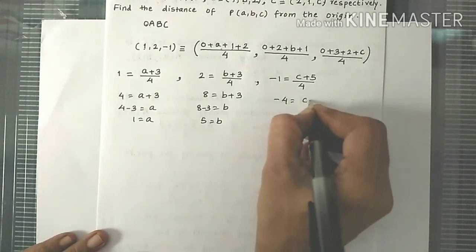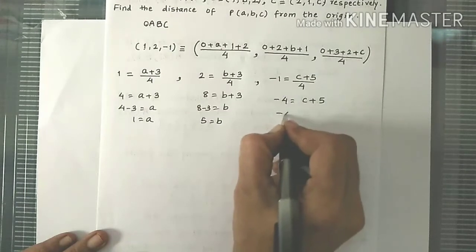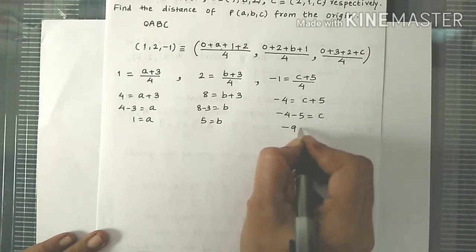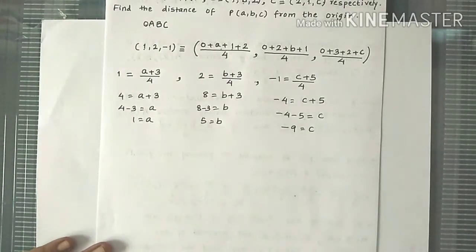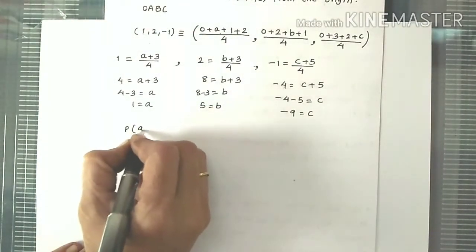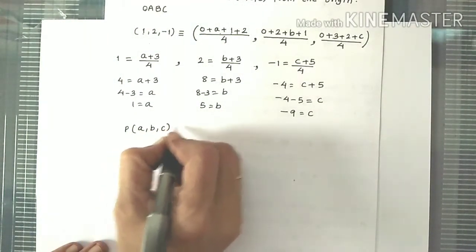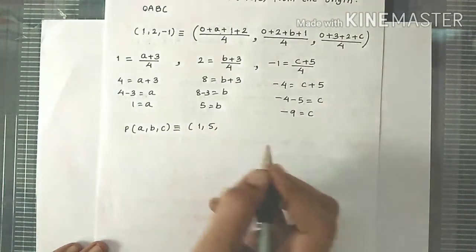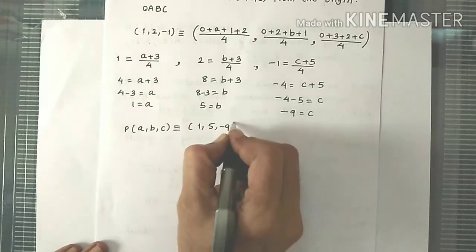Minus 4 equal to c plus 5. So minus 4 minus 5 equal to c. So value of c is minus 9. Now we have all the three values. Now point P is given as (a, b, c). So a is 1, b is 5 and c is minus 9.